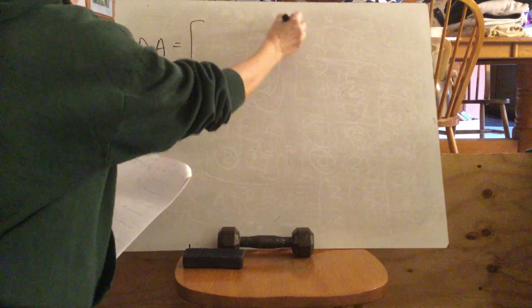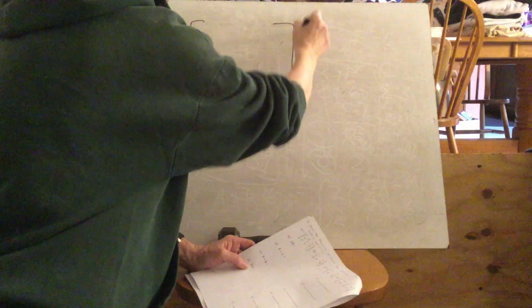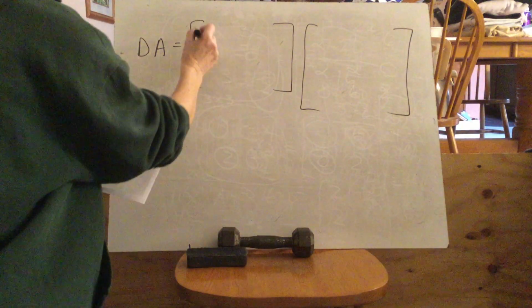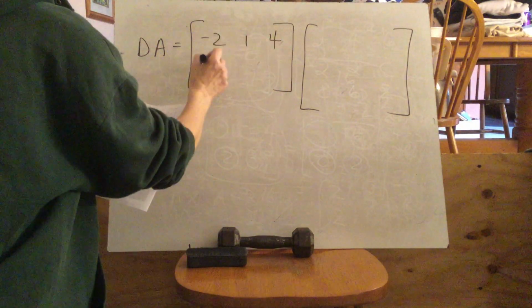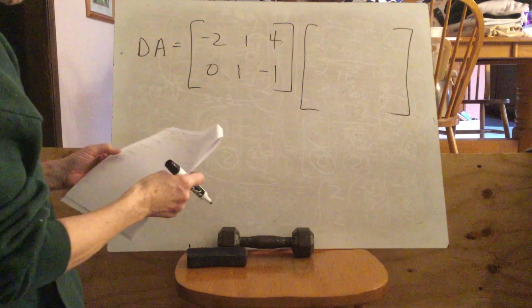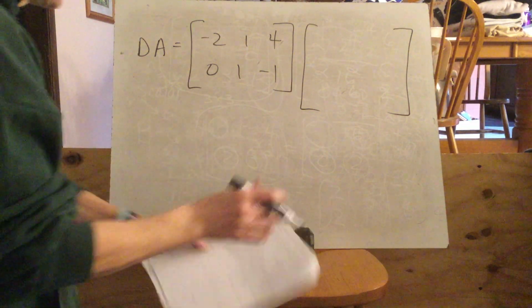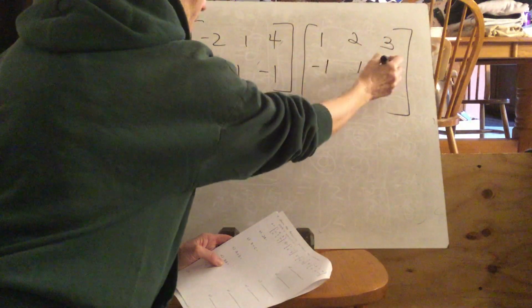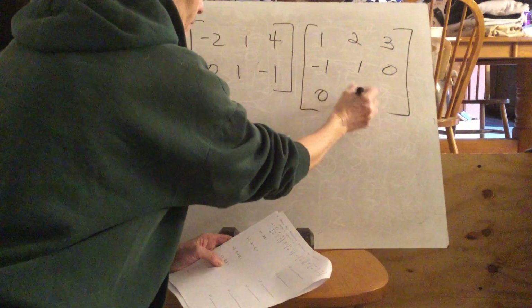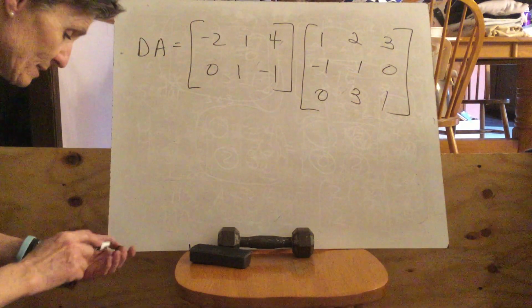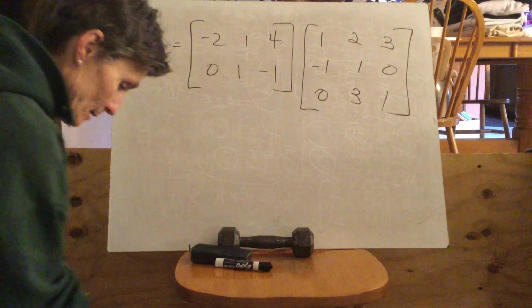All right, now we're going to multiply a couple of matrices. Let me write them down. D is negative 2, 1, 4, 0, -1. That's matrix D, copied right off the sheet. And A is the one I just erased. There we go. Now, we're going to multiply these. That's a little bit different now than addition.